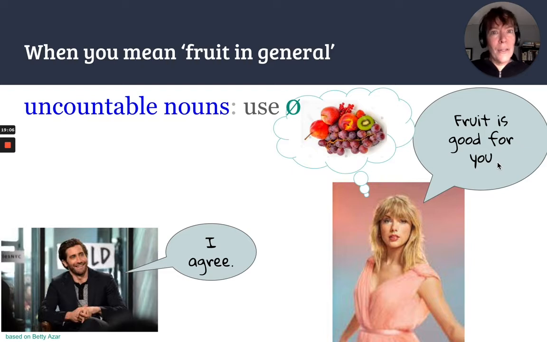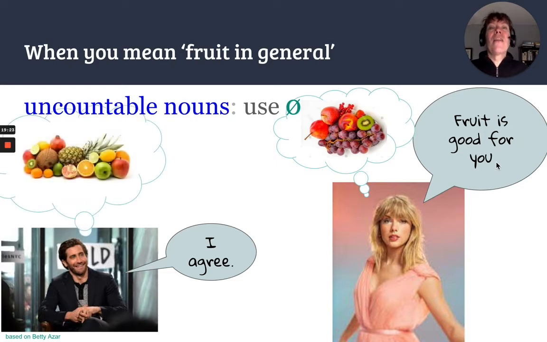Oh, there's another Taylor Swift boyfriend. What's his name? I forgot his name. You know him. Jake Gyllenhaal, right? Okay, Jake Gyllenhaal was her boy. He says, I agree, because she's so cute.